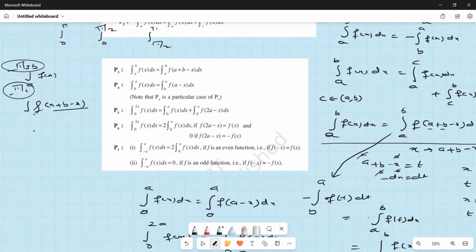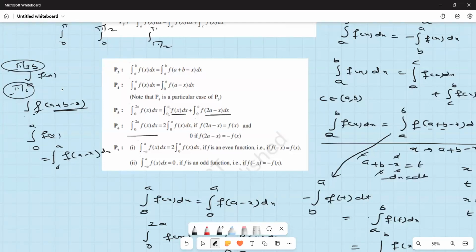Then the next one is the integral 0 to a of f(x) dx, that is equal to the integral 0 to a of f of a minus x. Upon this property only, because here one value is 0, so the upper limit is added. And then 0 to 2a, 0 to a f(x) dx and 0 to a f of 2a minus x.